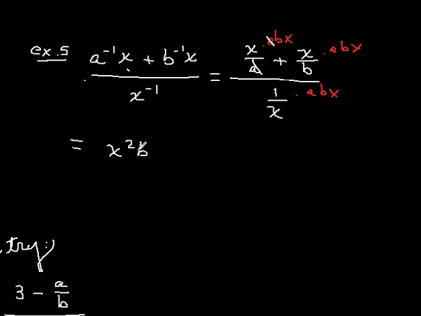Good with that? Next one, the b's cross out, so what do we get? Gotta make sure you're with me. X squared a, and then on the bottom, the denominator, we get a b. And that's it. Lots of fun?